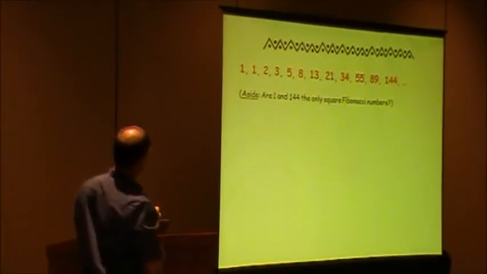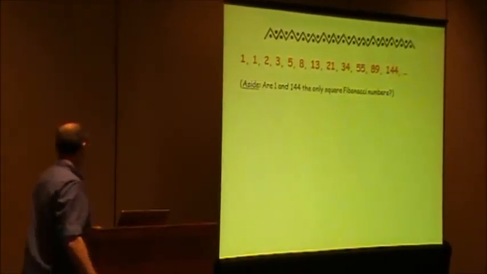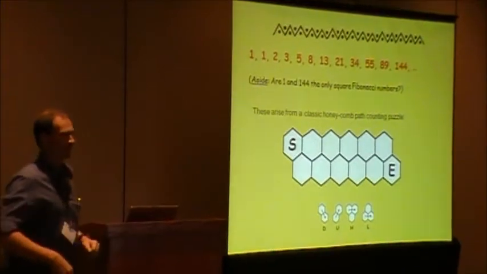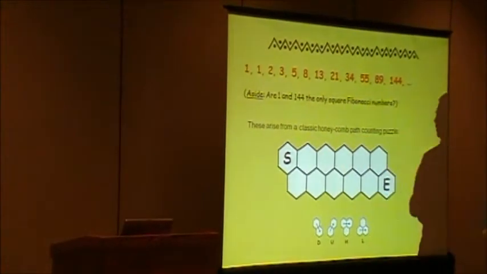The first Fibonacci number is 1, the second Fibonacci number is 1, the third is 2, the fifth is 5, the 12th is 144. And one particular context I want to look at these numbers in is this classic puzzle. When I talk to people, not many seem to notice this puzzle. I think it's very, very standard.